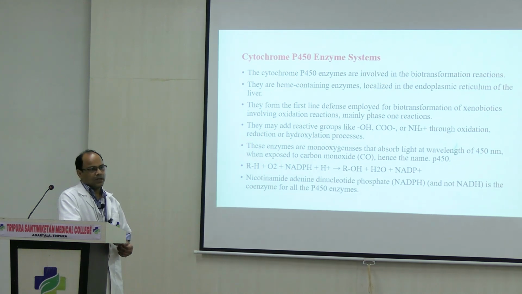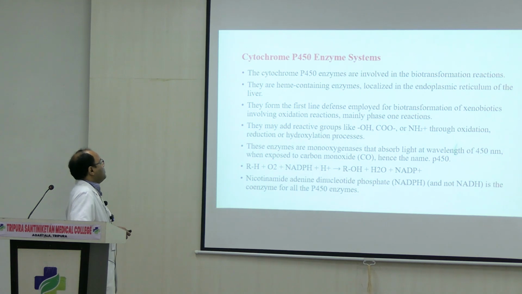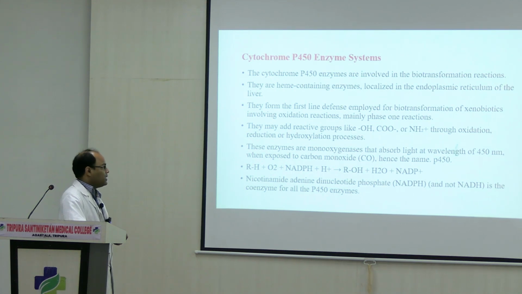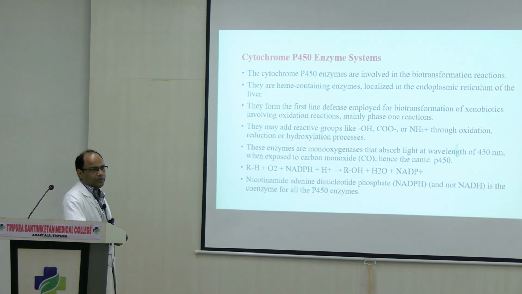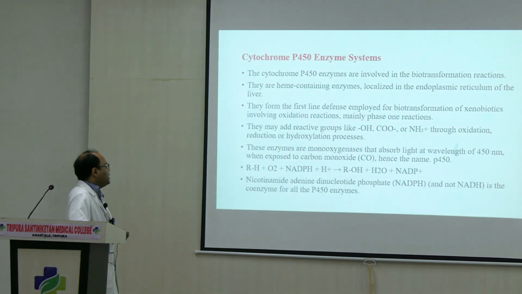There are several types of this enzyme present in our body, up to 150 types of Cytochrome P450. These are mostly the enzymes that detoxify drugs we consume inside our body. Even some other xenobiotics are also detoxified by these enzymes. They form the first line of defense employed for biotransformation of xenobiotics, involving oxidation reactions, mainly phase 1 reactions. What is phase 1? I am coming to it later.